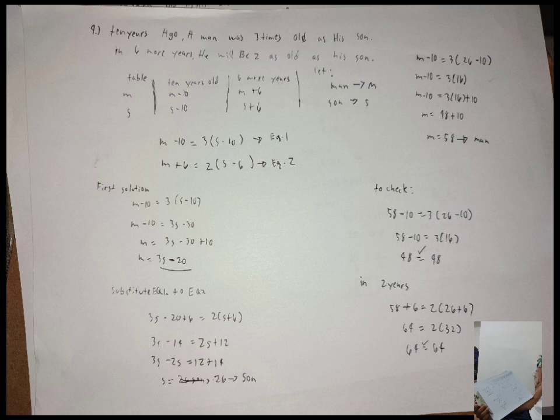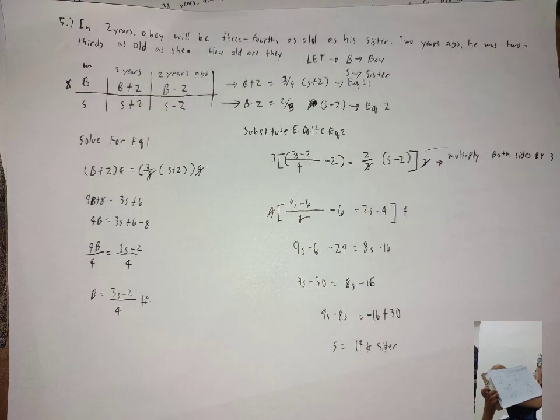The age of the son would be 26. Then to check if the answer is correct, 58 minus 10 equals 3 multiplied by 26 minus 10. So 58 minus 10 equals 3 multiplied by 16. So the answer would be 48 equals 48. So in 2 years, 58 plus 6 equals 2 multiplied by 26 plus 6. Then 64 equals 2 times 32. So the answer would be 64 equals 64.